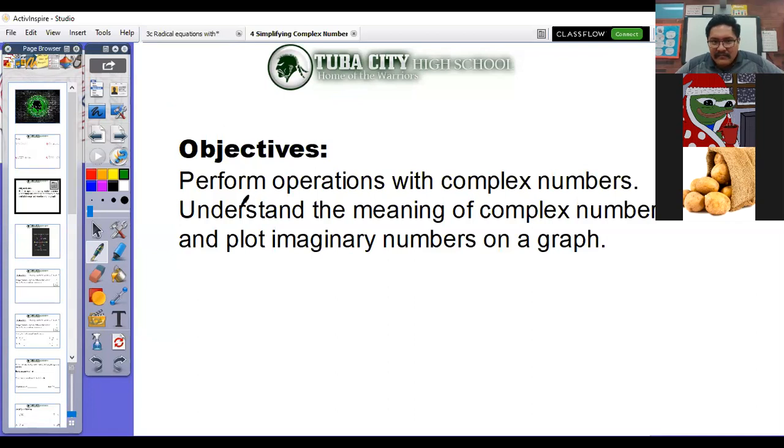Anyway, let's go ahead and continue on. So we're working with complex numbers to get a better understanding of them and plot complex numbers on a graph.